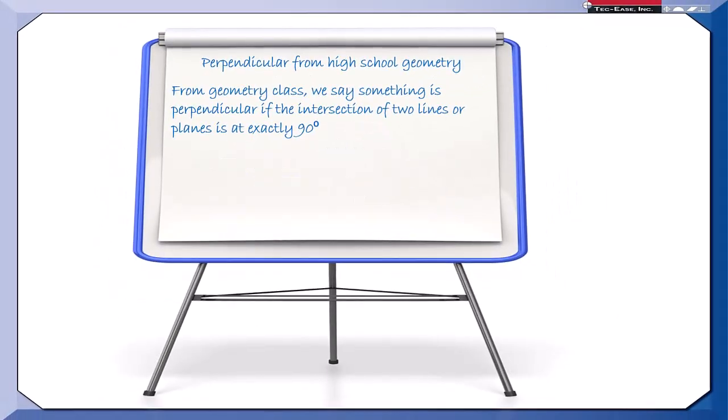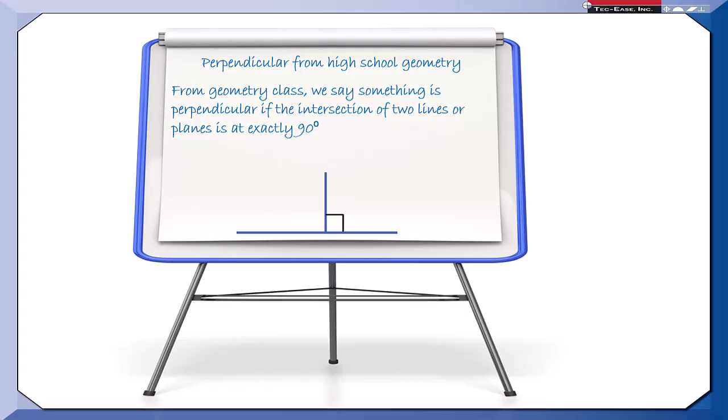Now let's go back to high school geometry. In geometry, we were taught the word perpendicular. We say two lines or two planes are perpendicular when they intersect at exactly 90 degrees. No tolerance, a perfect intersecting angle.